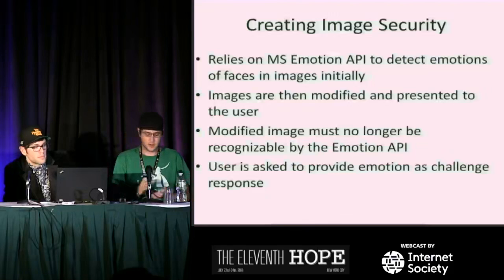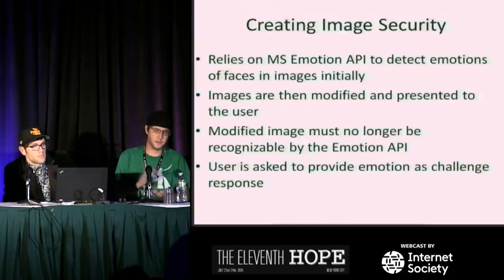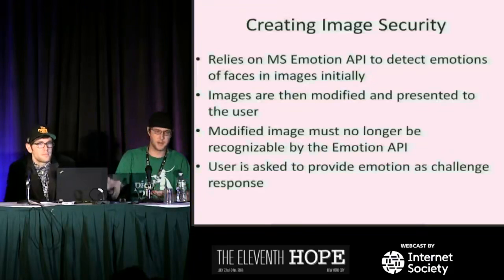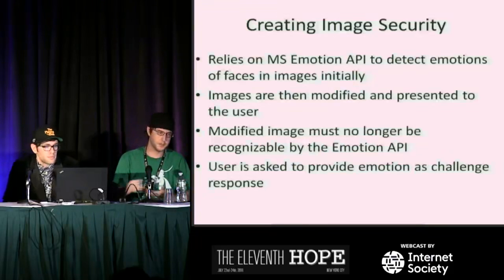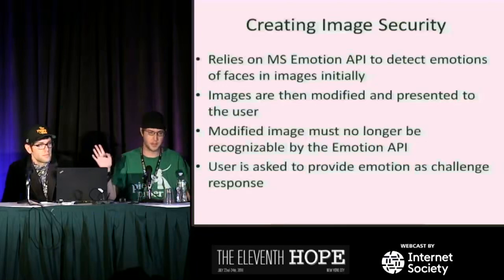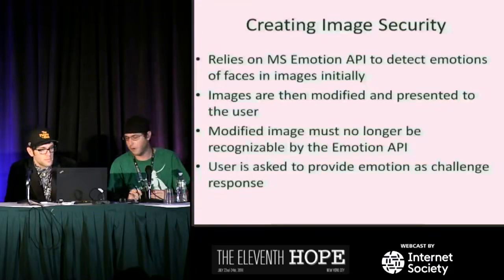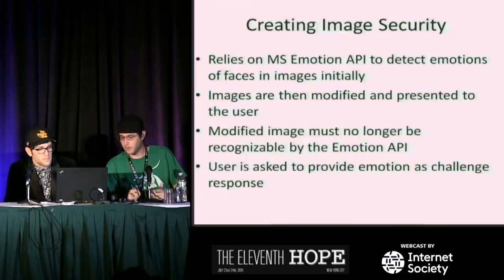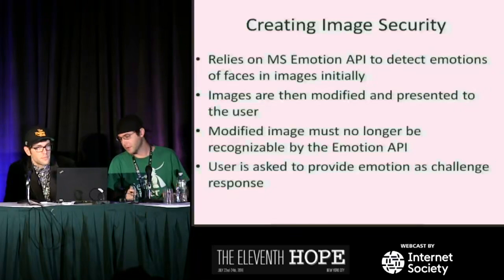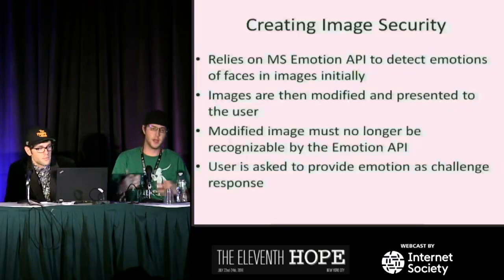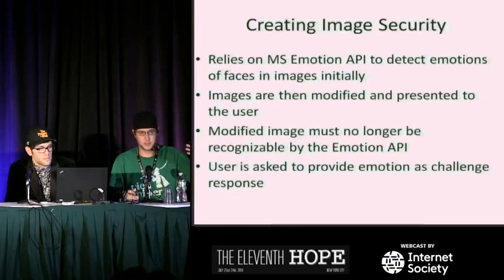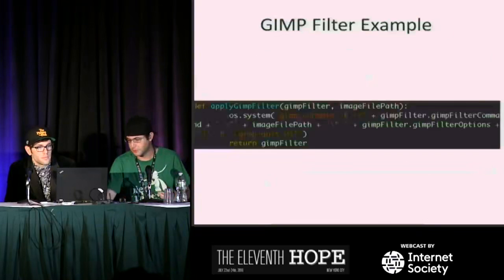Then we start using GIMP and applying these filter chains one at a time, sending the image back to the API and asking, what do you see now? Eventually it'll come back and say nothing. That's when we save it and say, all right, this is ready to show. So it's no longer recognized by the Emotion API, and then the user is asked to provide the emotion as the challenge response. Here's the modified image. Can you guess which emoticon matches? Pretty straightforward.